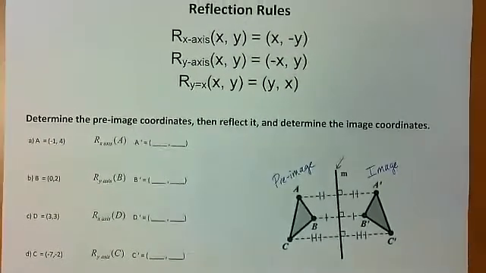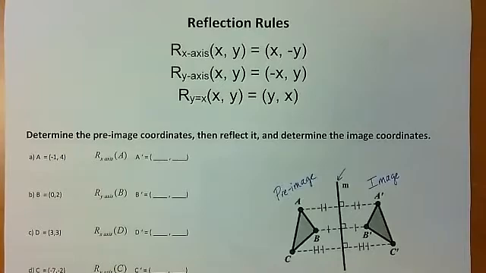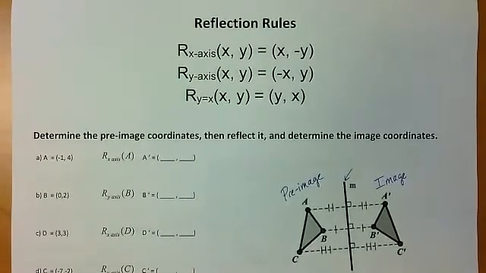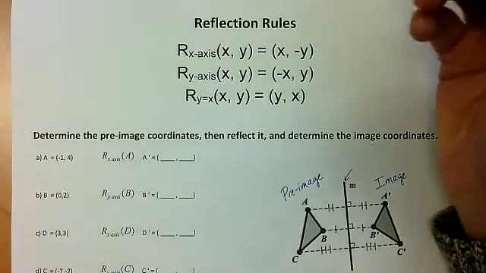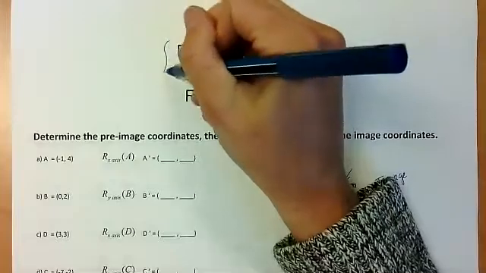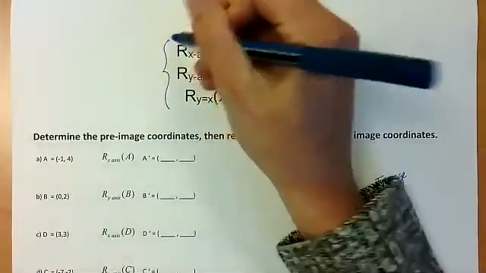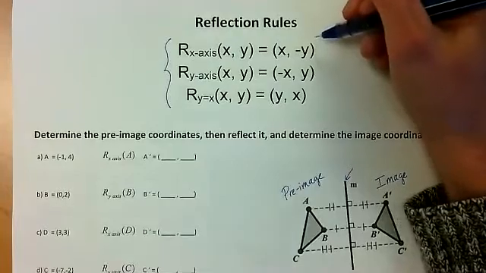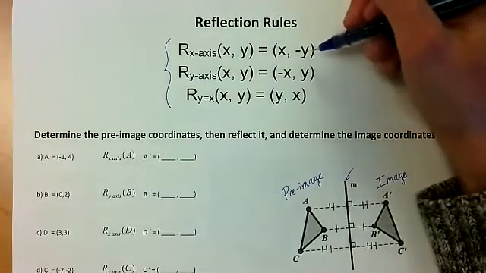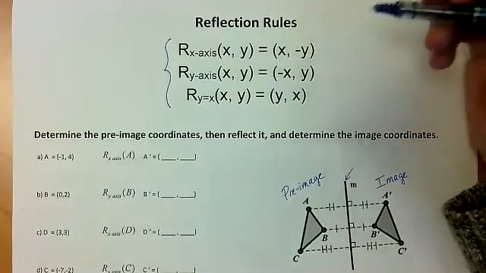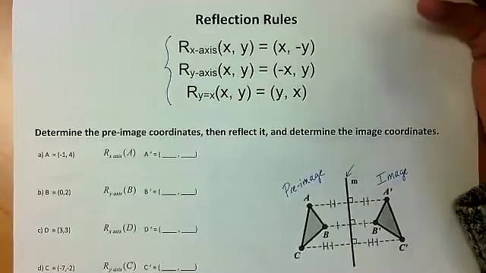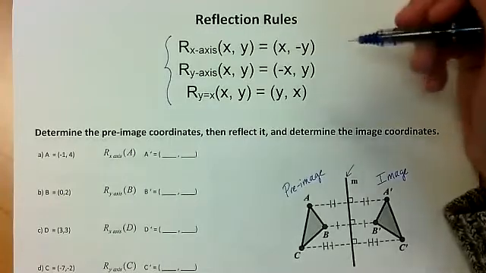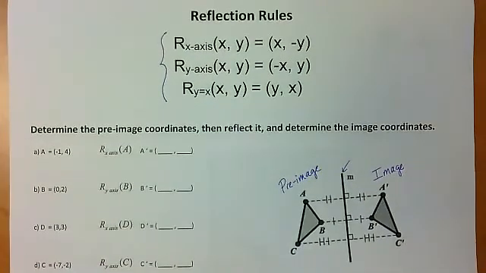Remember, reflection, rotation, translation, they're all isometric. They preserve shape and size. So these are the new rules here that we haven't quite looked at yet. These are the coordinate rules that help us understand what is happening to each coordinate of our pre-image as it undergoes a reflection. And it matters what the line of reflection is. That's going to determine exactly where a figure is going to go.